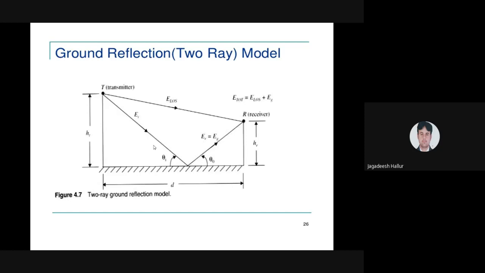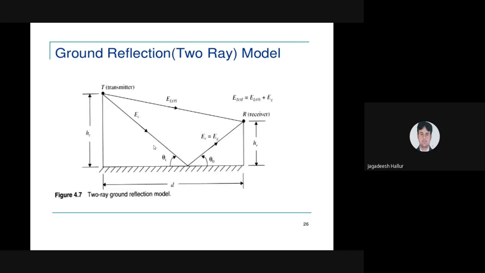With respect to that, we are going to calculate the phase angles, called theta_i and theta_o. Theta_i is with respect to the incident wave, and theta_o is with respect to the reflected wave. These are the two angles we calculate for the ground reflected wave. There are no losses. The direct line of sight wave is connected from the transmitter to the receiver, but one more wave is reflected from the ground to the receiver.